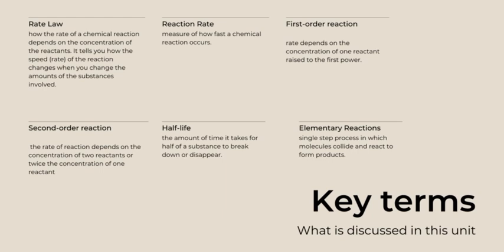Elementary reactions are a single-step process in which molecules collide and react to form products. Chemical reactions happen over multiple steps, not just one, and these are shown through elementary reactions. The important thing to remember about chemical equations is they don't tell us how reactants become products, but they give us a summary of the process by showing smaller steps.